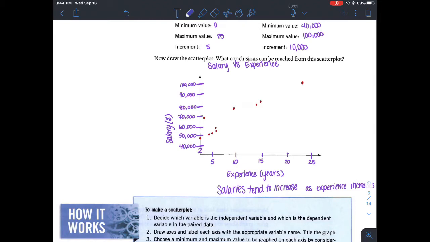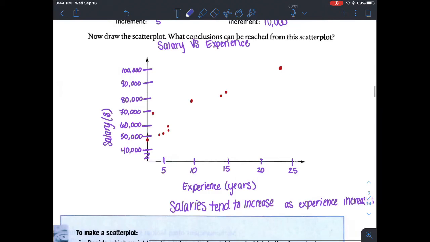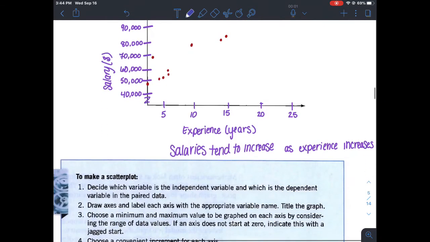My years of experience from 5 to 25. I put this little Z in here to indicate that the jump from 0, which is right here, 0 to $40,000 is not an equal increment as right here. So there's a break in my graph. That's why that's there. And then I put the dots.